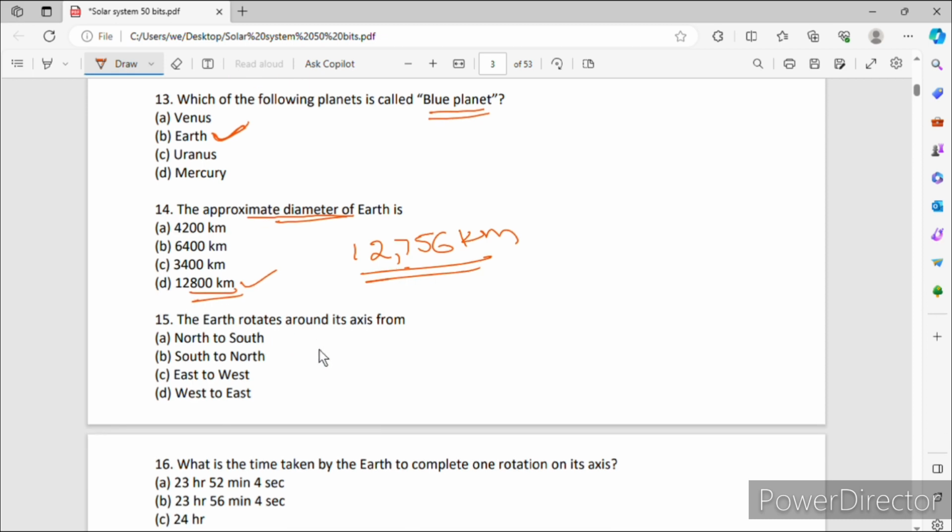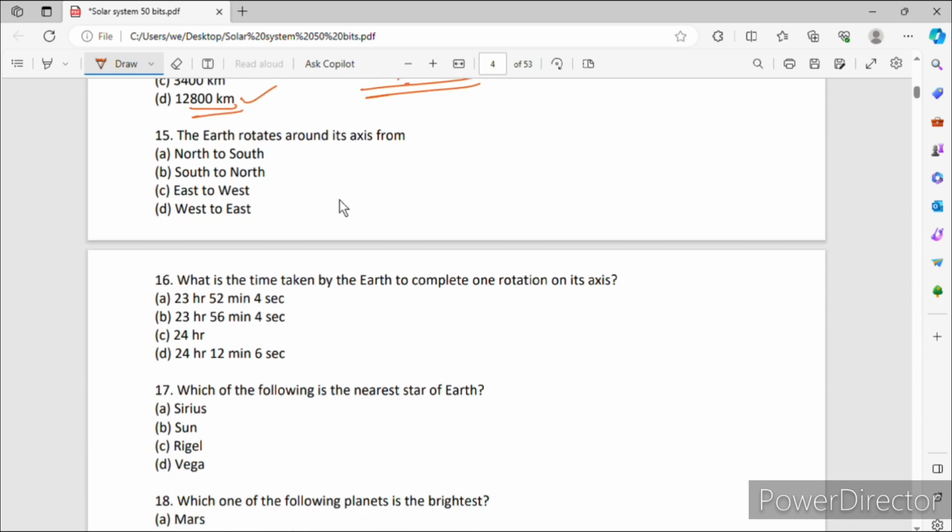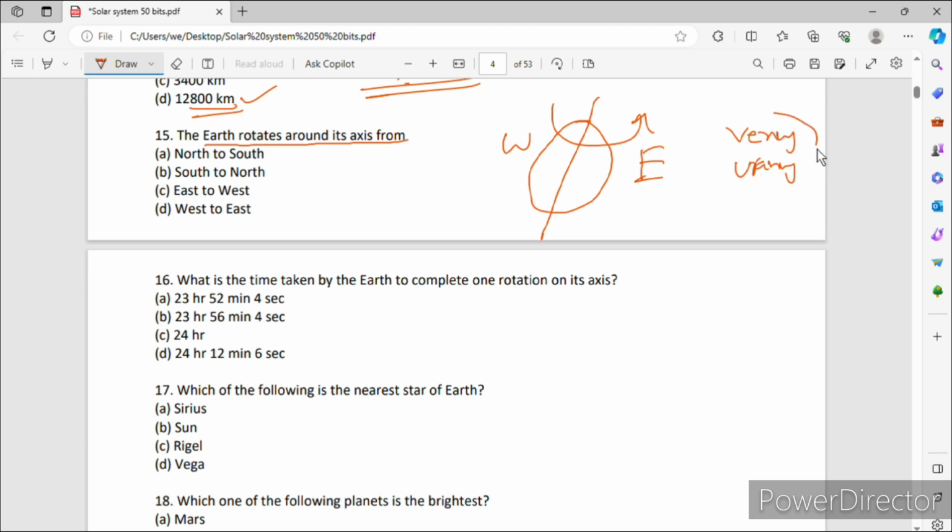Okay. See the next question. The Earth rotates around its axis from. See, I already discussed in the previous session. So Earth rotates from west to east. Not only Earth, all other planets except Venus and Uranus. Except these two, Venus and Uranus only rotate from east to west, but all the remaining ones rotate from west to east. So the answer is west to east.